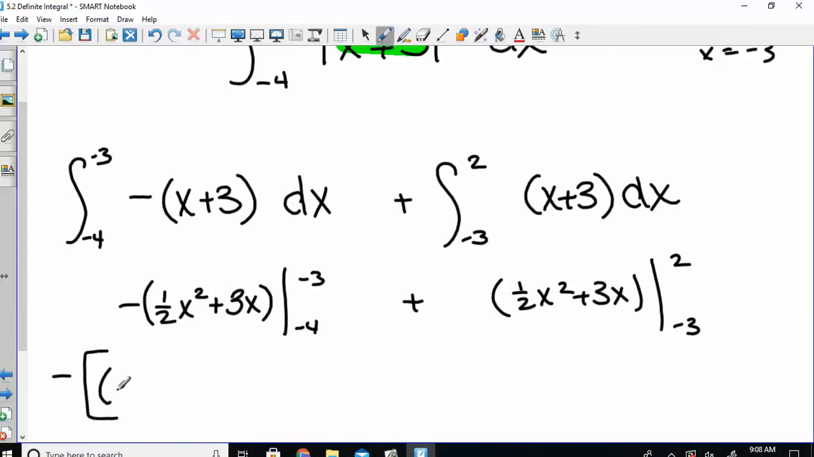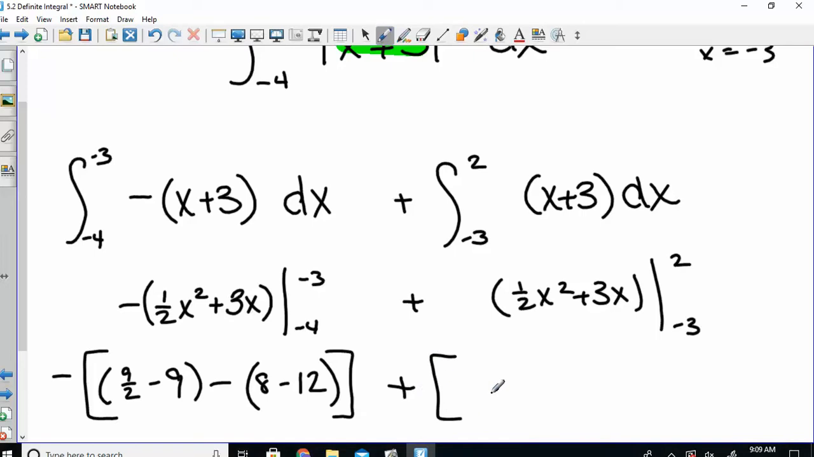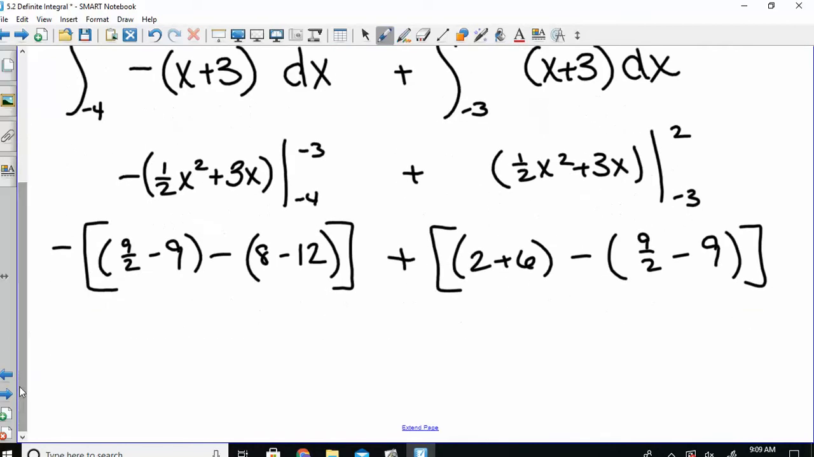So if we put in a negative 3, negative 3 squared is 9 times 1/2, plus 3 times negative 3, so minus 9. Minus, if I put in a negative 4, we get 16 over 2, so 8. 3 times negative 4 is negative 12. Over here, if I put in a 2, 4 times 1/2 is 2, plus 6, minus 1/2 is minus 9. So then we just have to simplify from here.